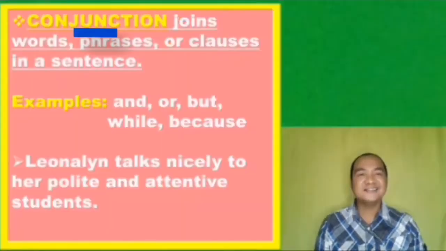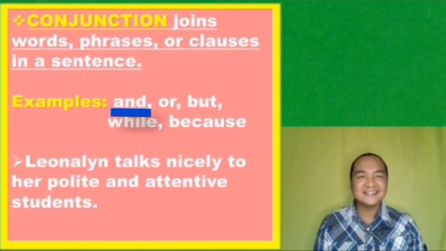Conjunction. A conjunction joins words, phrases, or clauses in a sentence. Examples are and, or, but, while, because. Again, let's take a look at our example sentence. Leonaline talks nicely to her polite and attentive students.